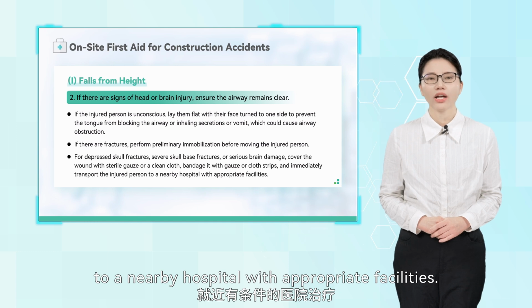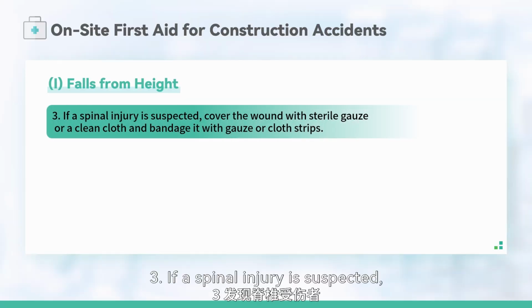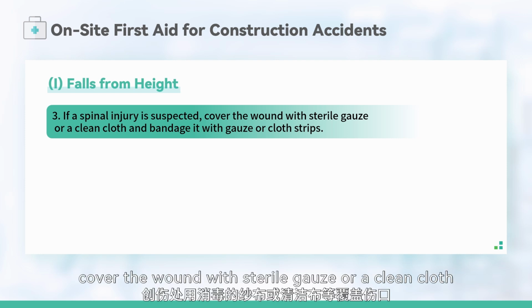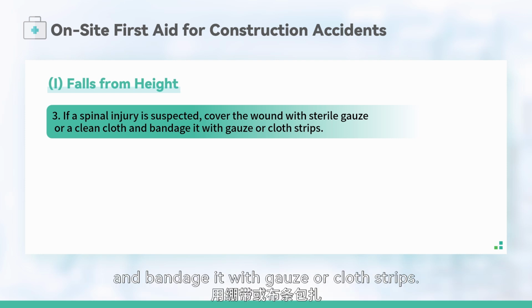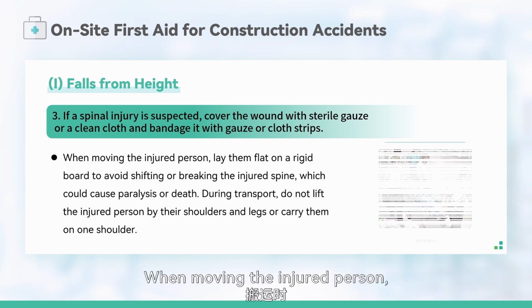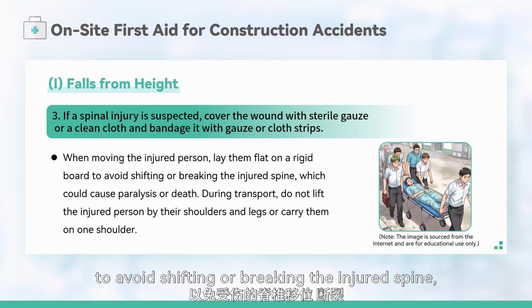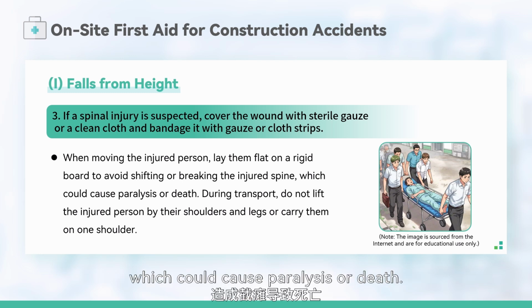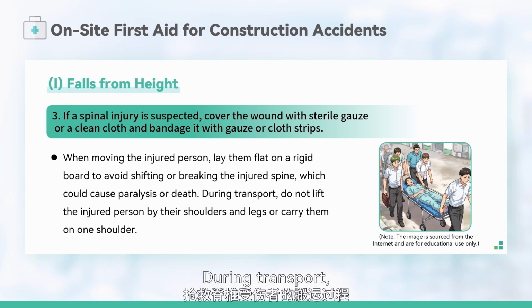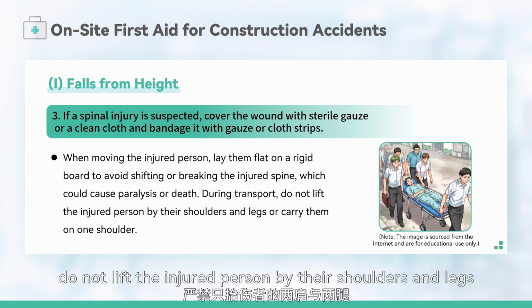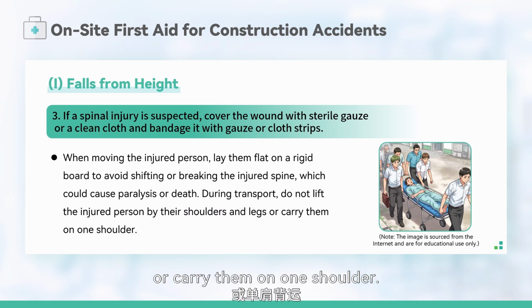3. If a spinal injury is suspected, cover the wound with sterile gauze or a clean cloth and bandage it with gauze or cloth strips. When moving the injured person, lay them flat on a rigid board to avoid shifting or breaking the injured spine, which could cause paralysis or death. During transport, do not lift the injured person by their shoulders and legs or carry them on one shoulder.